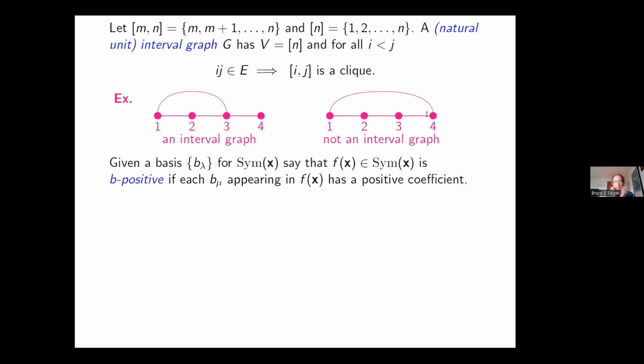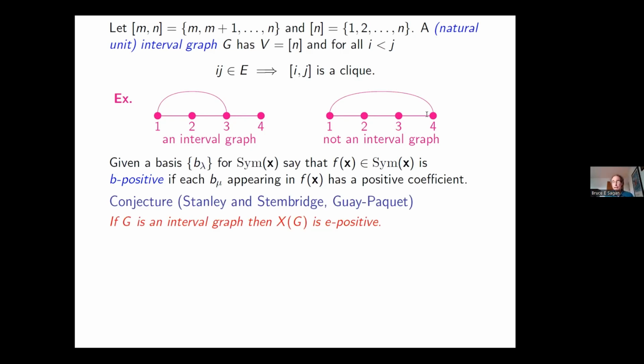So now we're going to worry not just about appearing, but the sign. So I've got my basis, I've got my symmetric function. We'll say that the symmetric function is B positive if every single b mu that appears does so with positive coefficient. And so the Stanley-Stembridge conjecture, which was then refined by Guay-Paquet, is that if G is an interval graph and I expand X of g in the E basis, it's E positive. And there's been tons of work on this, both from the combinatorial side and using algebraic geometry and so forth. So let me show you one of the things we can prove.